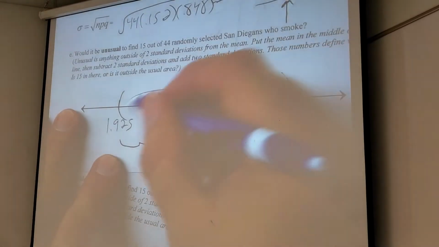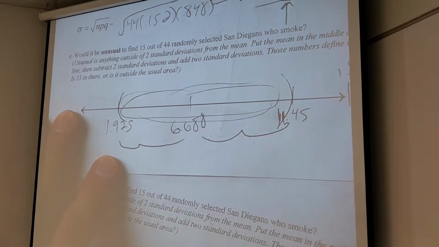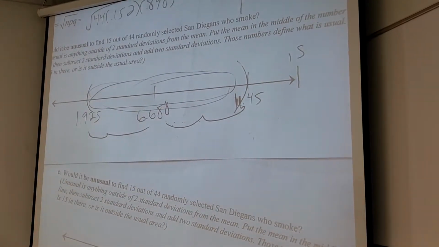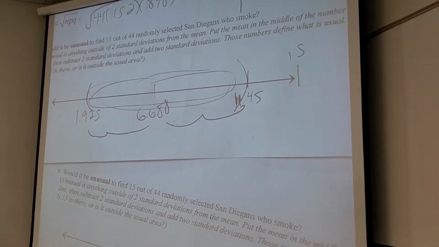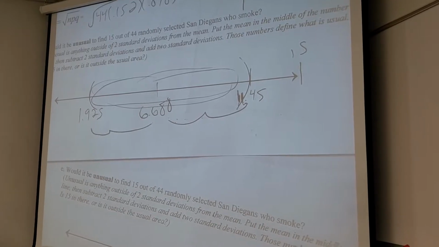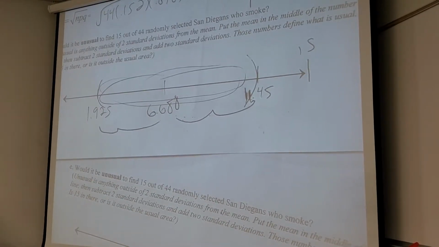Because this is the usual area. This is what I expect to happen in there. So if I saw 15 people who smoked out of a group of 44, I'd stop and say, where am I? Is this an area where people smoke, or is a certain type of people in this area just happen to smoke more? There's something unusual going on. Possibly. Okay, maybe.